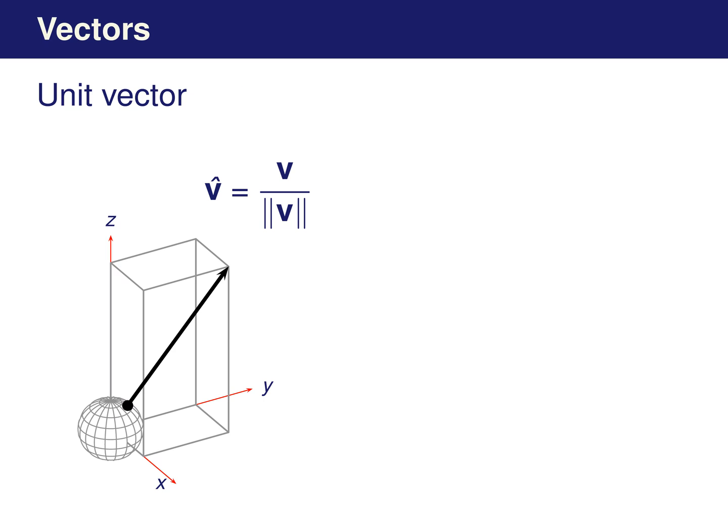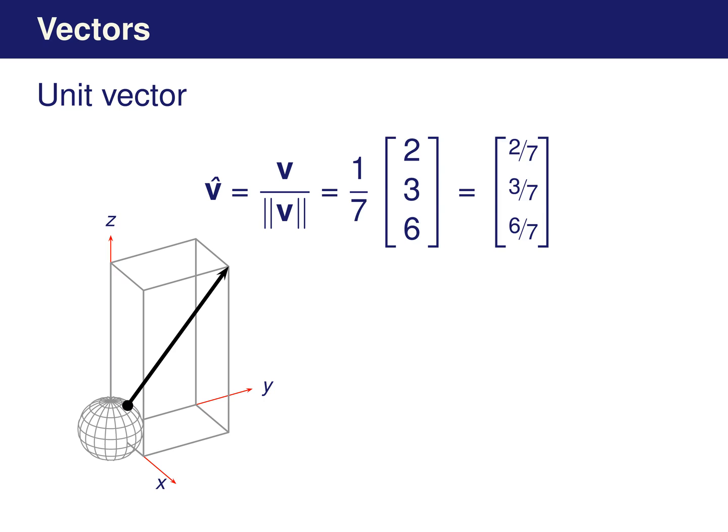A unit vector is found by normalizing a vector by its length. This identifies the vector with a point on the unit sphere, giving us its direction. The unit vector that corresponds to the vector 2, 3, 6 is 2 sevenths, 3 sevenths, 6 sevenths.